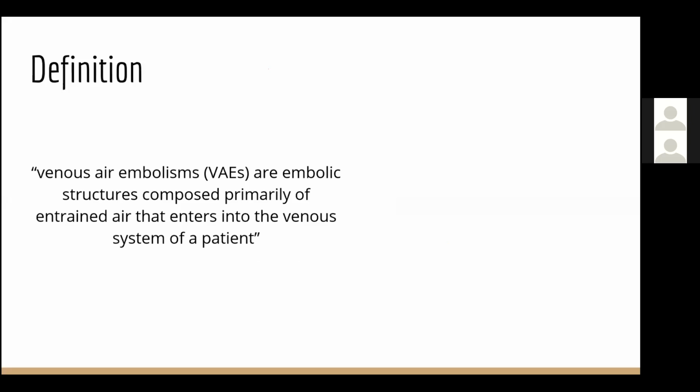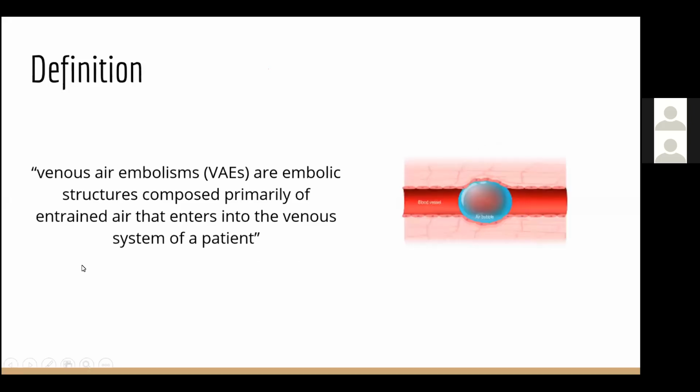So air embolism is, as the name specifies, air within the vessel. So venous air embolism are the embolic structures, primarily the entrained air that enters into the venous system of a patient. So air in the veins, that is the venous embolism.